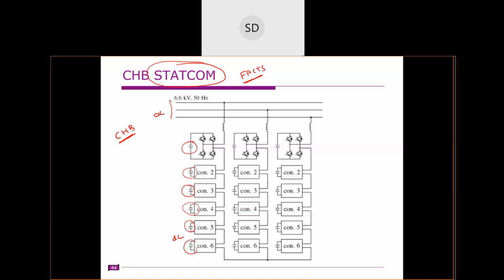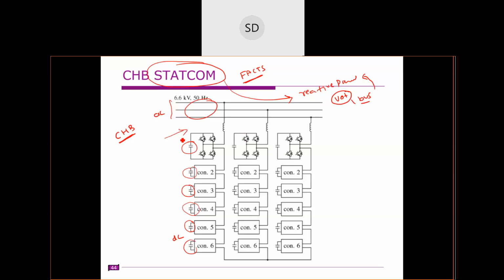STATCOM is used to control the reactive power so that the power transfer capability of the grid can be increased. That is the basic thing of STATCOM. It will also control the voltage at a particular bus by controlling its reactive power, so that the voltage across the bus can be maintained at 1 per unit. Basically, this is the AC side, this is the grid and this is the STATCOM.